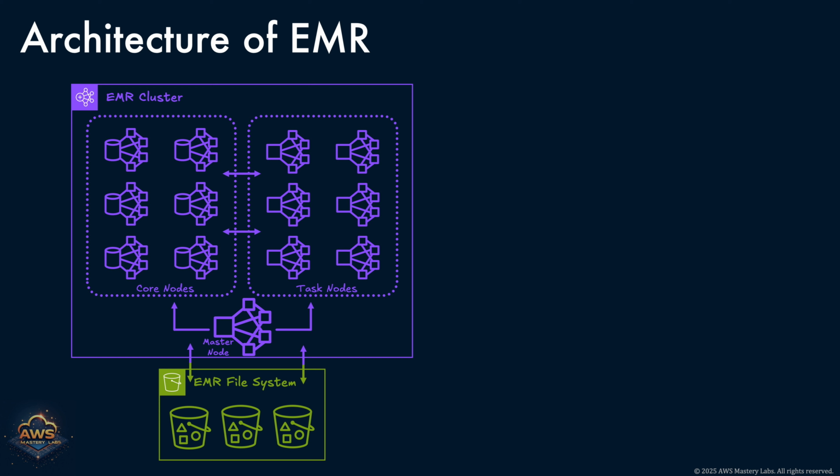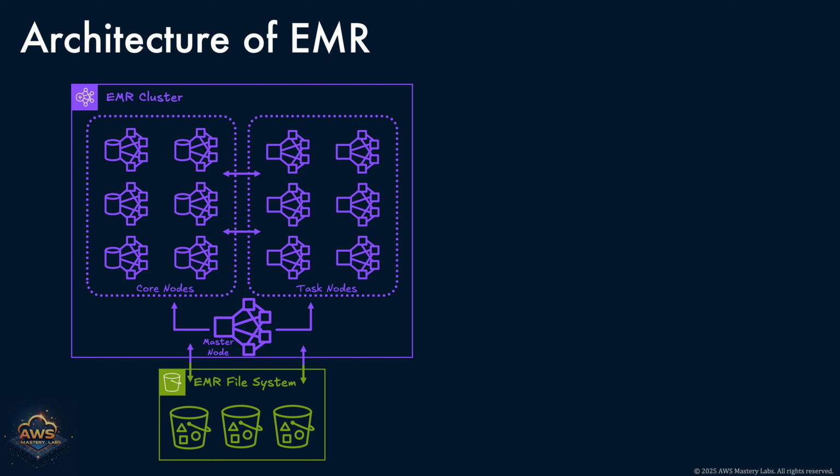Below the master node, we have core nodes. These nodes are the workhorses of the cluster. They not only process the data, but also store it locally. Core nodes participate in HDFS, maintaining redundancy and ensuring the cluster's data durability and availability.